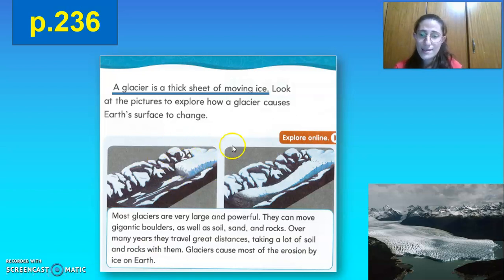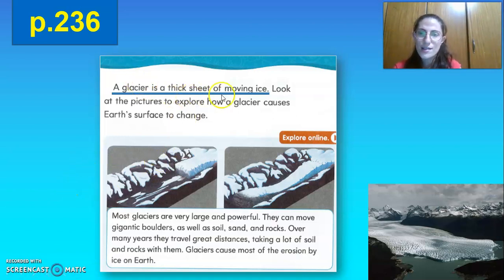So, let's read it one more time. And how did it cause a change to Earth's surface, quickly, before we read it? Let's remember, we said that glaciers are thick sheets of moving ice. As this thick sheet keeps on moving slowly, year after year, what happens? It carries away with it soil and rocks and sand, okay, from one place to another, thus causing erosion by ice and causing a change to Earth's surface over a really long period of time.